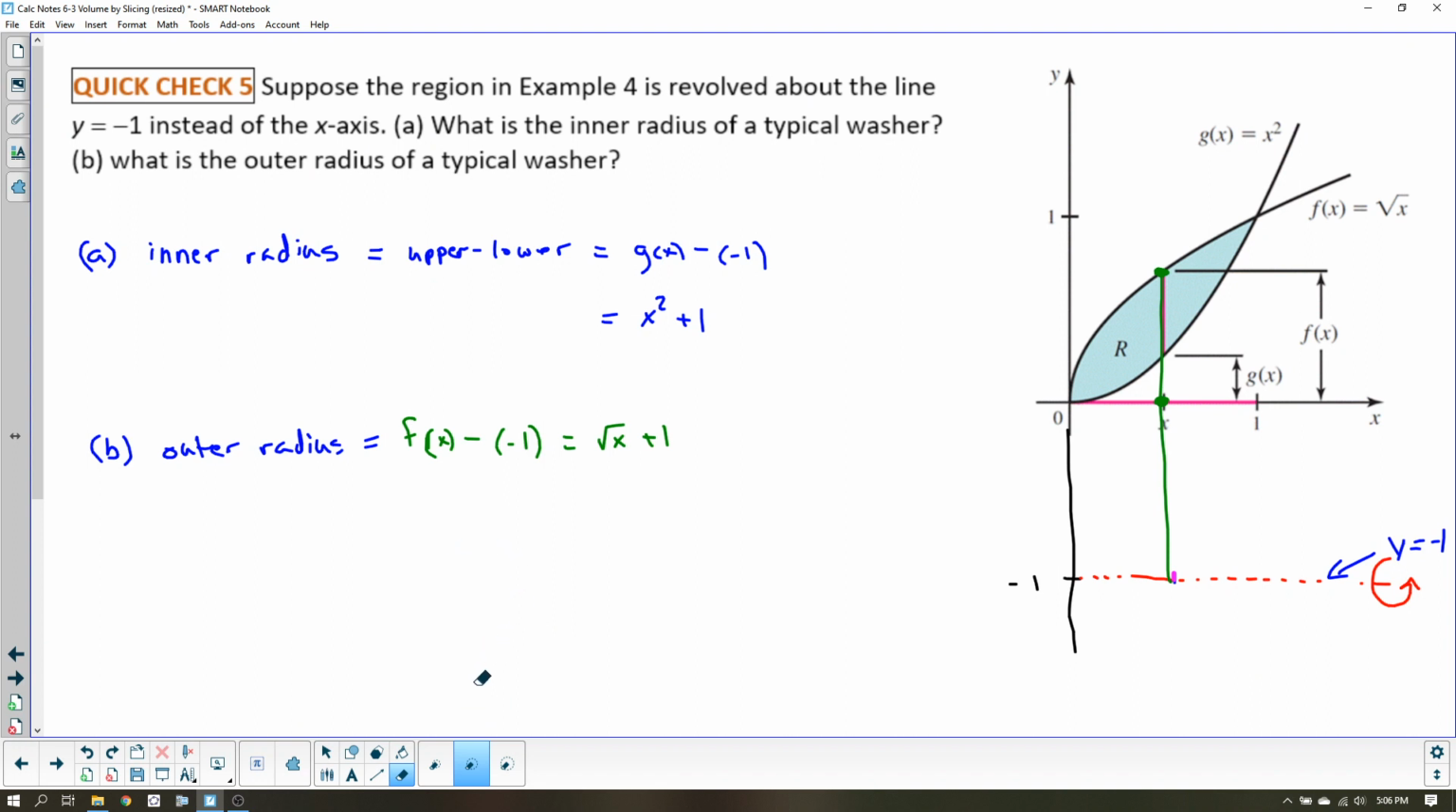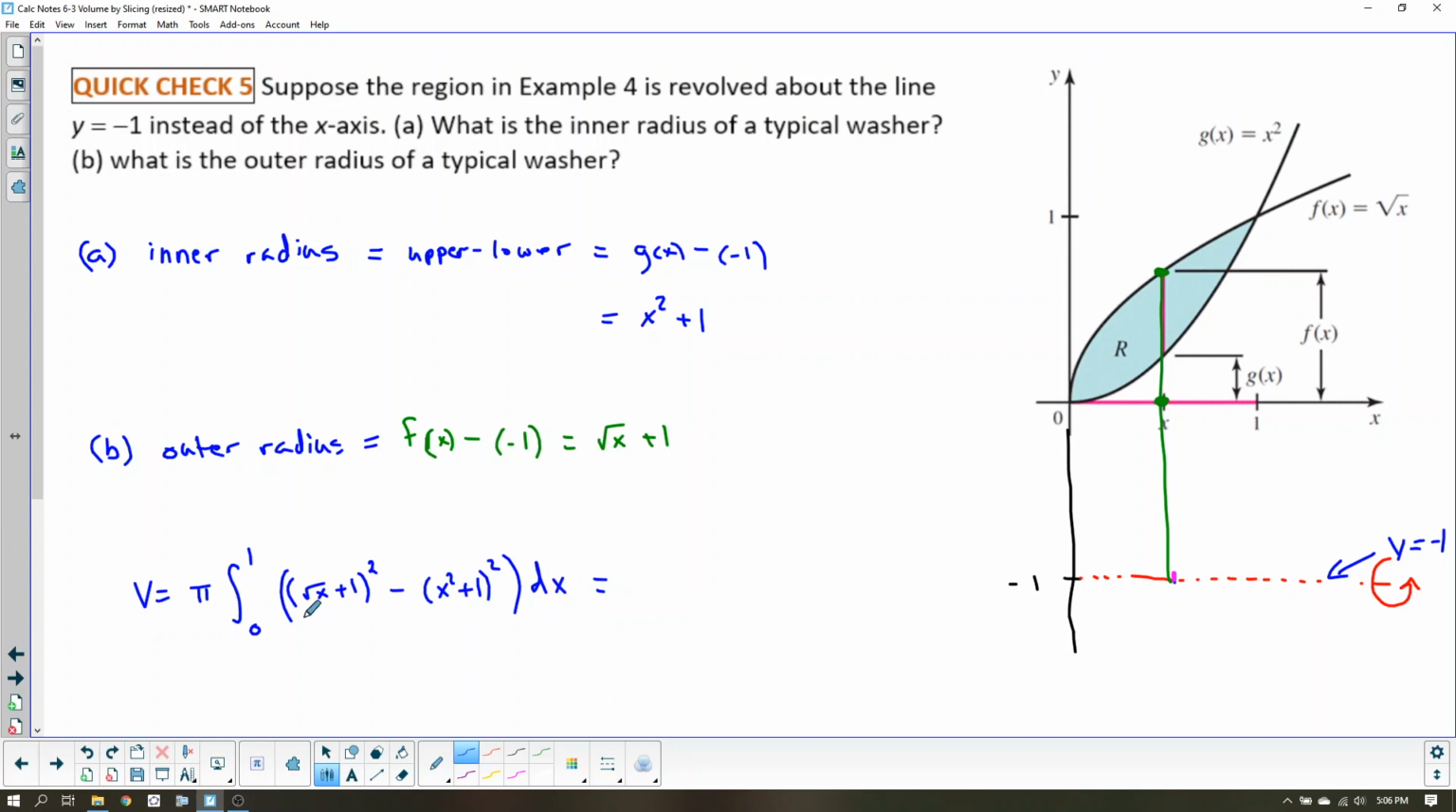Okay, so we've answered what they've asked for, but let's go ahead and write down what the volume would actually be. So the volume would be pi times the integral from 0 out to 1 again of outer radius squared, so it would be that one first, square root of x plus 1 all squared, minus inner radius squared with respect to x.